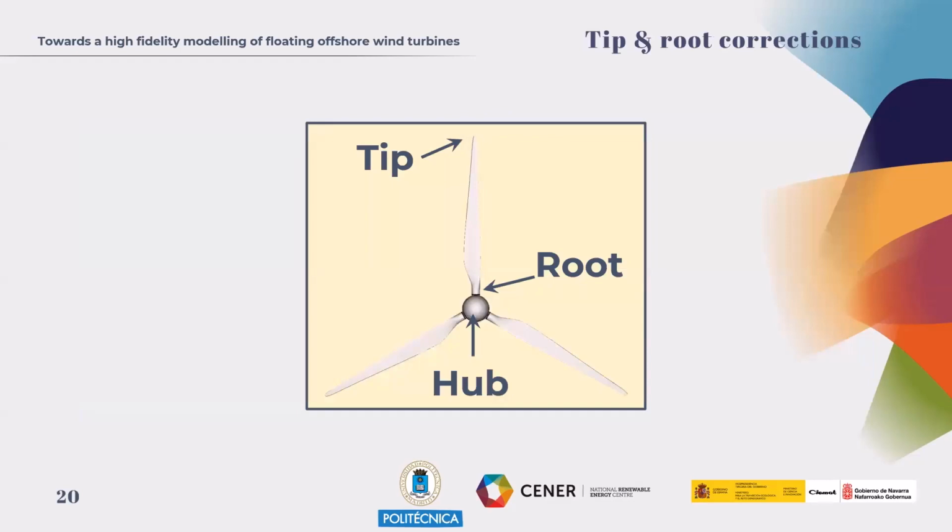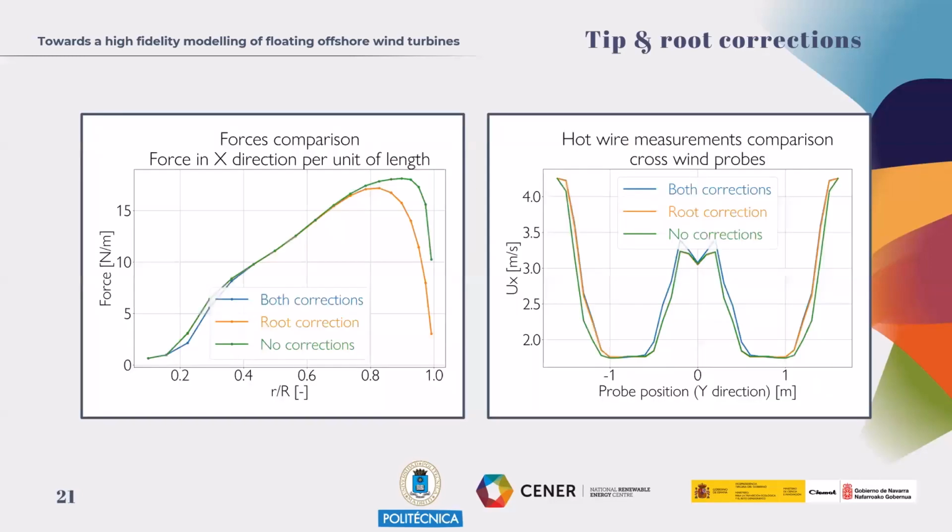But the actuator line model requires some corrections at the tip and at the root. This is not required by fully resolved meshes. Here there is a comparison between an actuator line model with both corrections at the tip and at the root, which is in blue. We have represented also only root corrections and also no corrections.